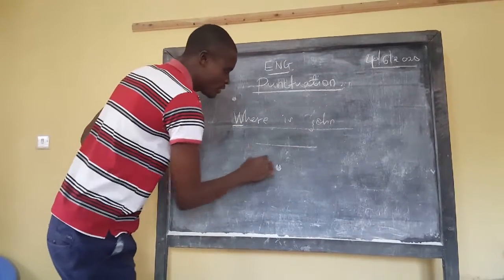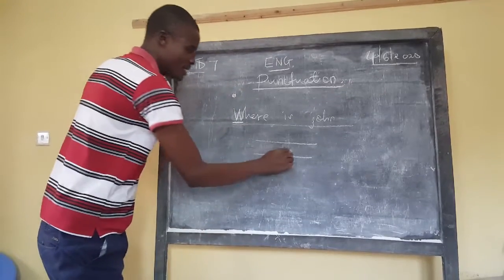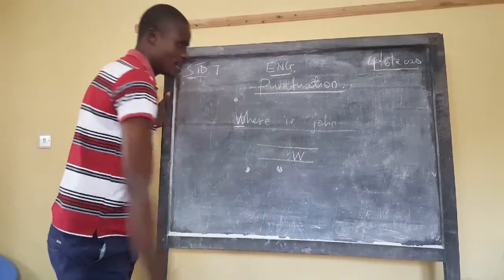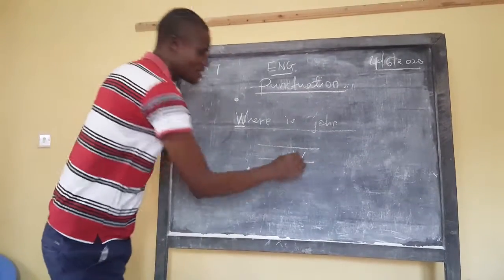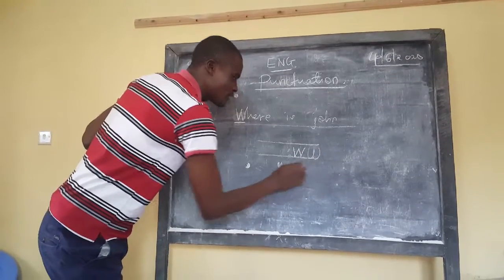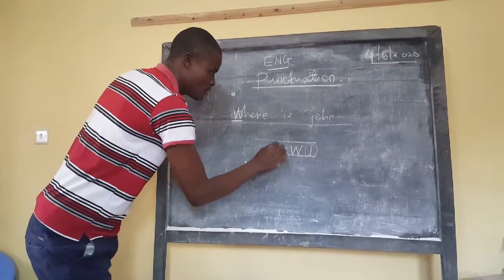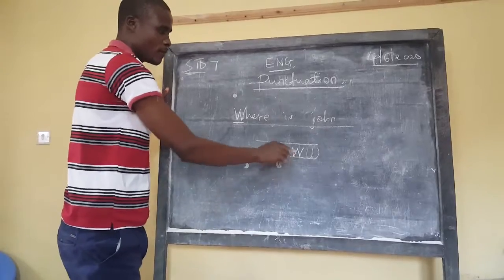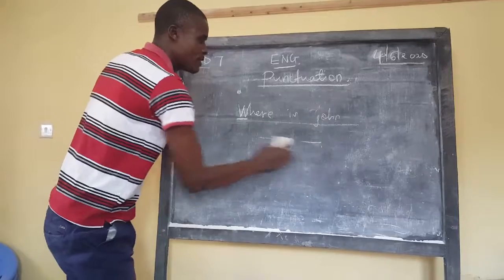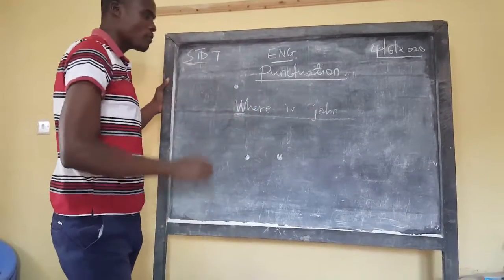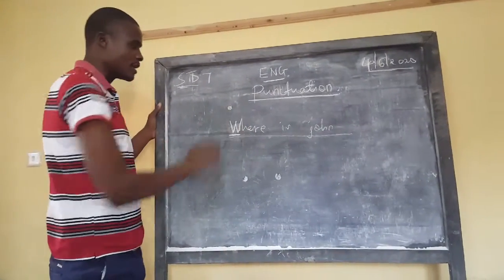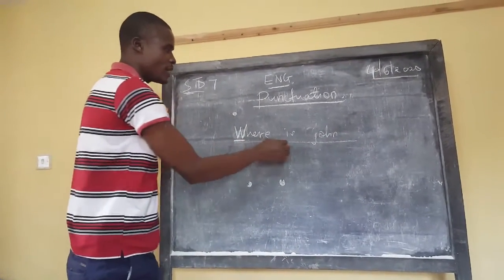And learner, you must know the difference between capital letters and small letters. Capital W is normally sharp, just like a double V, the way I've done it. A small letter, even if it is bigger than this, must look round in shape. It must look different from the capital W. The size may be bigger, but what makes it capital is the sharpness of the edges. So this is where is John.